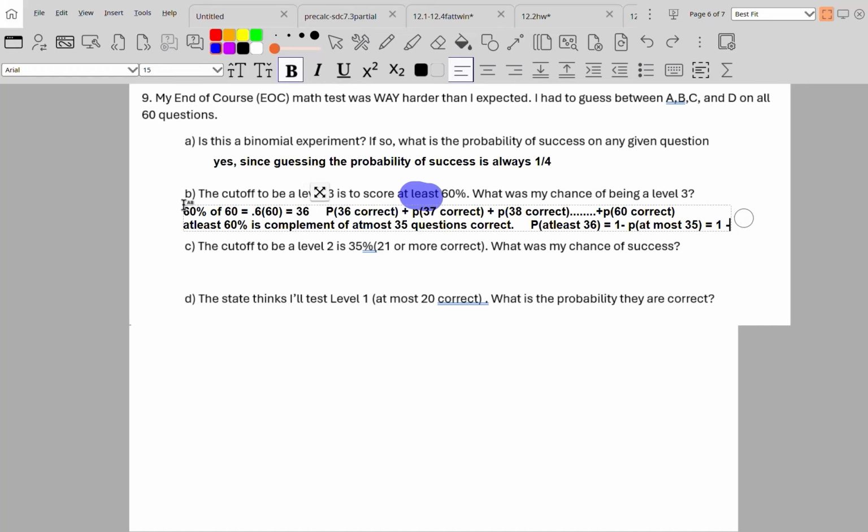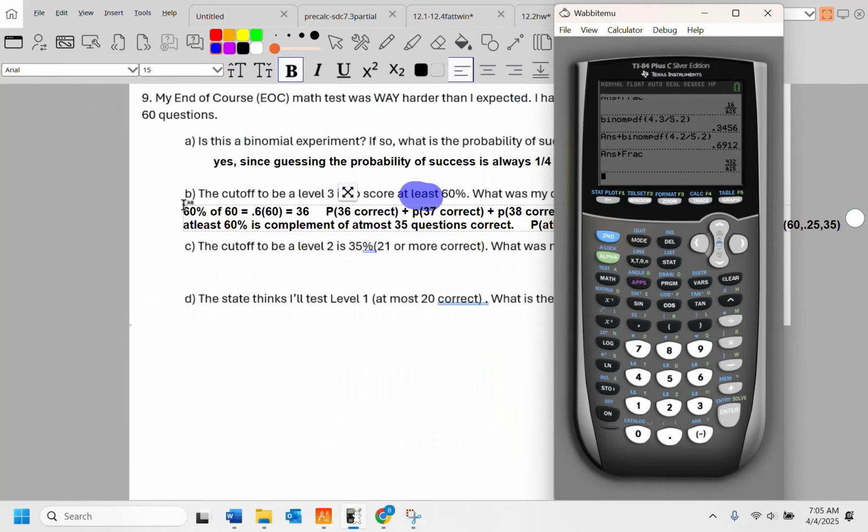So we're going to do 1 minus binom CDF. And we have 60 questions, so 60 trials. The probability of any given success is 0.25, and then 35 is going to be what I do. So let's see what that is. And these are tricky for some kids, because some of y'all, God bless you, you just don't have it.